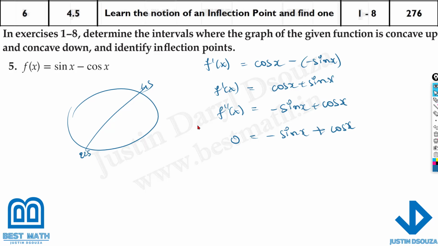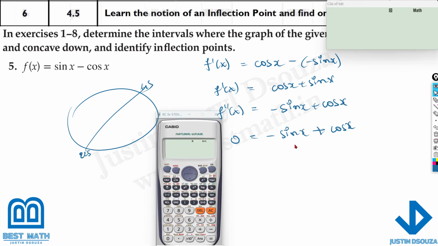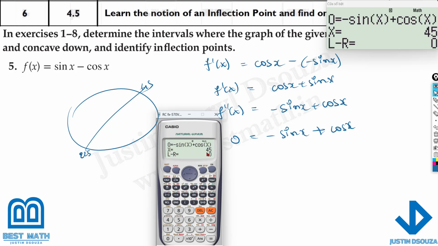But let's do it in the calculator. I'll show you how we can do it. All you do is type this out: 0 equals minus sine x, close the bracket, plus cosine x, and then close the bracket. Here what you need to do is press shift solve and then equal to. The degree is 45 degrees. Leave it in the default mode. Just clear your calculator and use it as x at x.